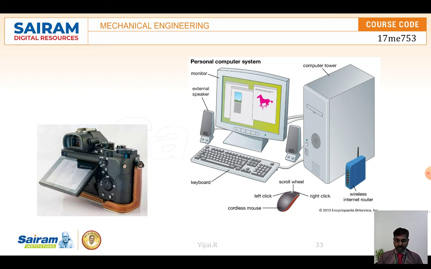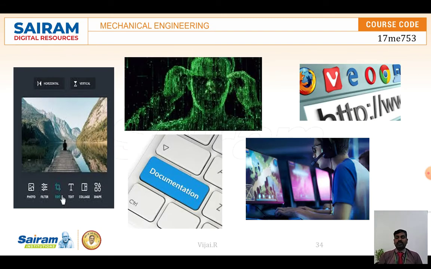In a computer, you can see it consists of so many peripheral devices. We know the CPU is there, a mouse, keyboard, speakers, and a monitor. Right, so what is the function of each one? There is the internet, router, all the things. Let us see how a computer will help us.